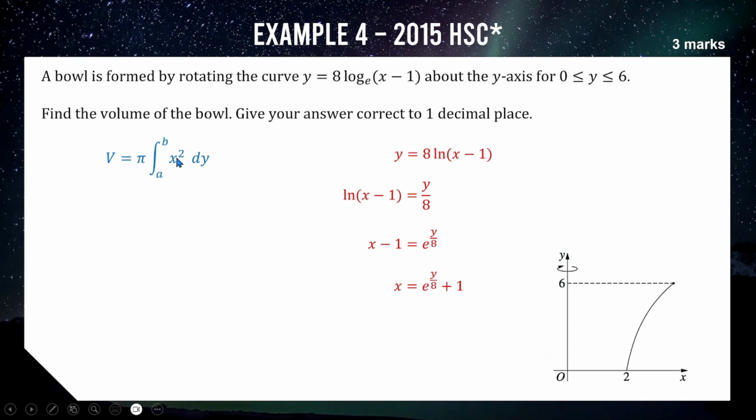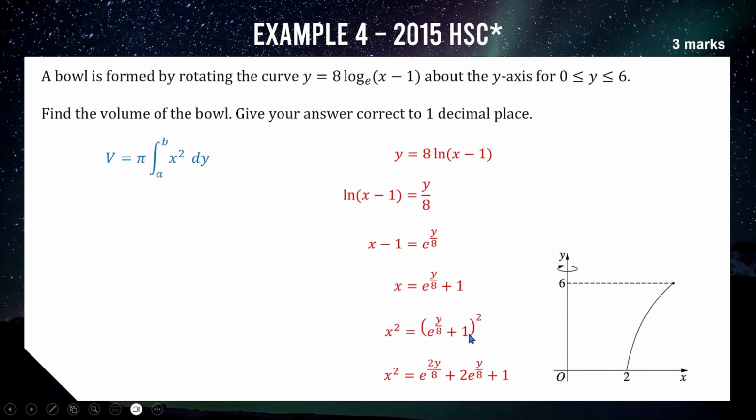Now we need to get x squared so we have something to integrate. So we're going to square both sides, okay? We're going to expand this out using a perfect square expansion. We're just going to do the quick version this time. So when we square e to the y over 8, we're going to get e squared y over 8.